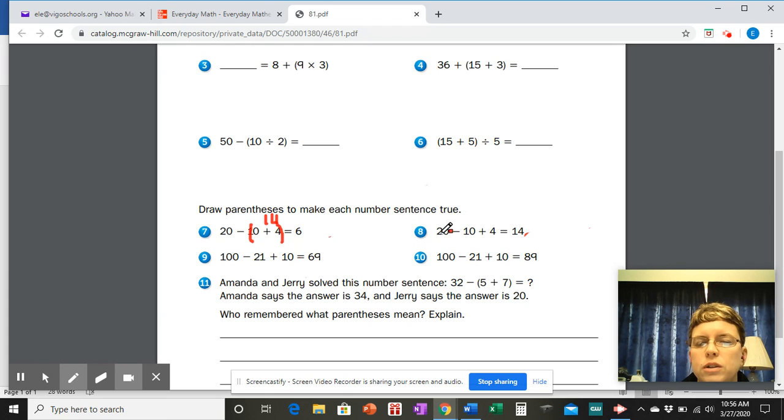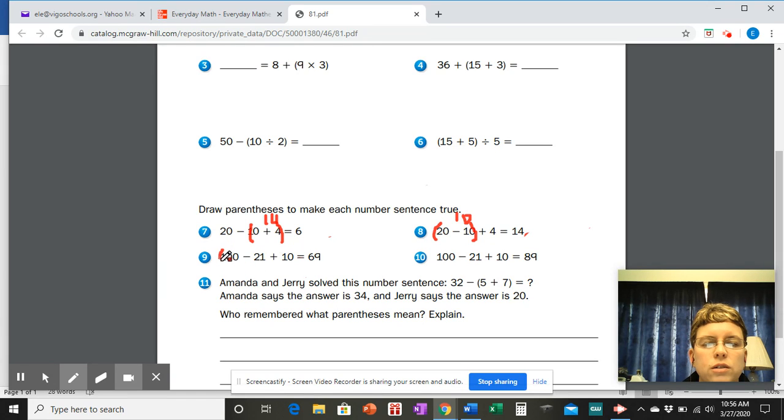So let's go over to number 8. We have 20 minus 10 plus 4. So let's put the parentheses around the beginning two numbers. So 20 minus 10 gives me 10. 10 plus 4 gives me 14. So the parentheses there would be correct. On number 9, we're going to do the same thing.